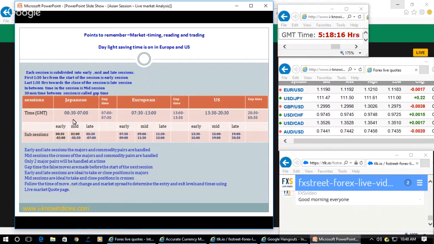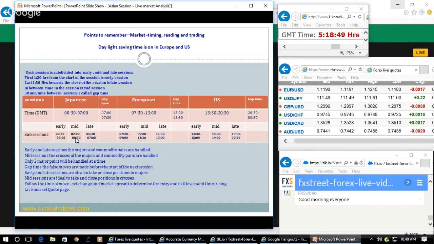Here are the market timings. Now we are in the Japanese session. From 0030 to 7 GMT is the Japanese session. 7 to 7:30 is the gap time before the start of the European session. 7:30 to 13 GMT is the European session. 13 to 13:30 GMT is the gap time before the start of the US session. 13:30 to 20:30 GMT is the US session.